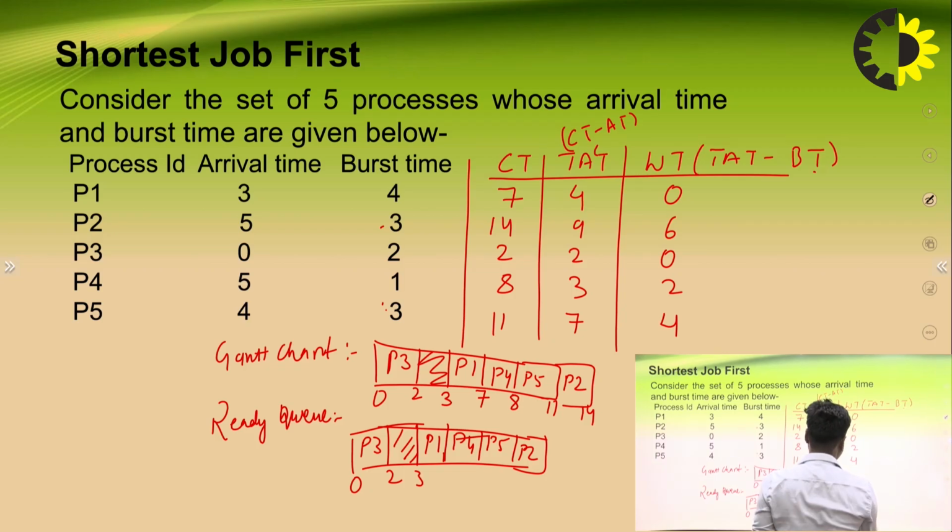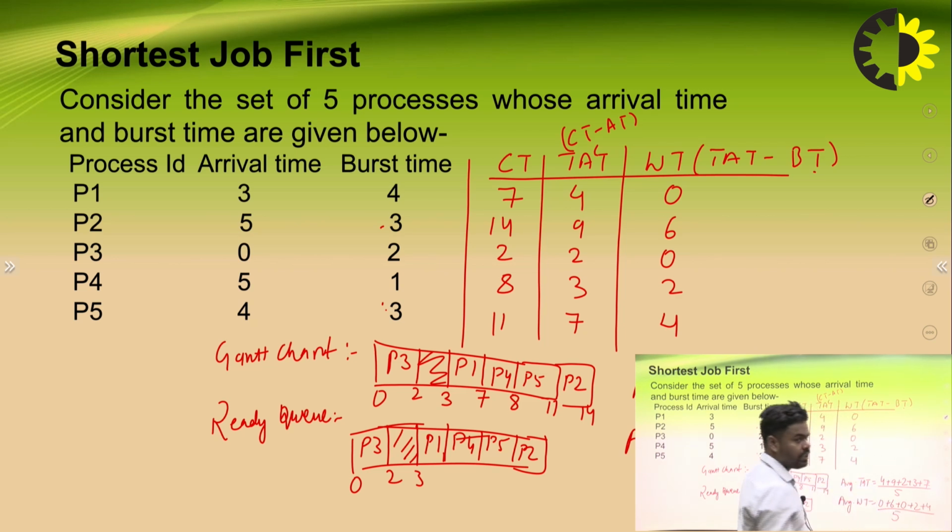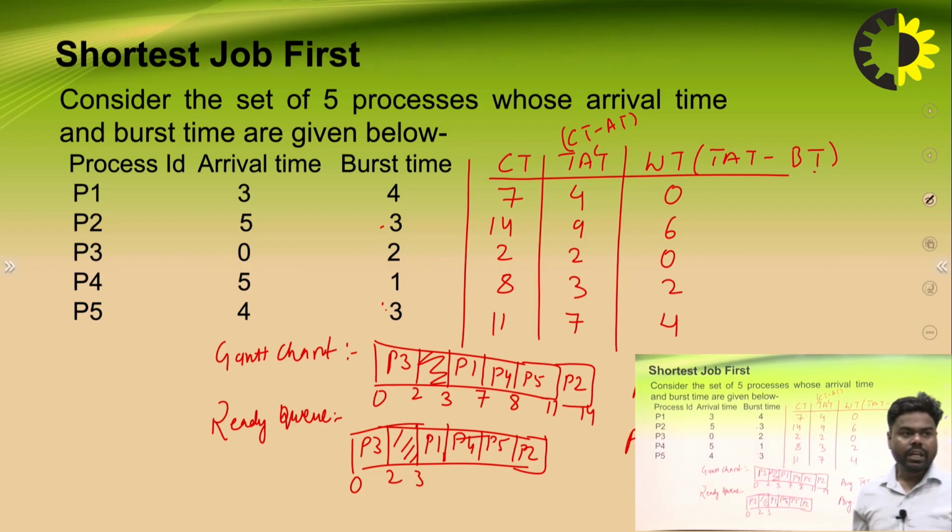Okay, so the average TAT is equal to 4 plus 9 plus 2 plus 3 plus 7 divided by 5, and average waiting time is equal to 0 plus 6 plus 0 plus 2 plus 4 divided by 5. So if you check FCFS against this SJF, the average waiting time and average TAT are lower than the previous one.